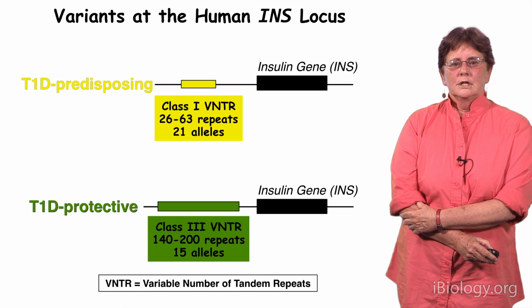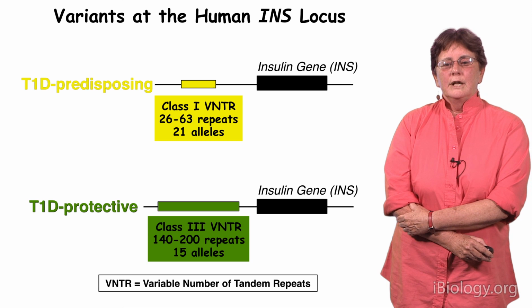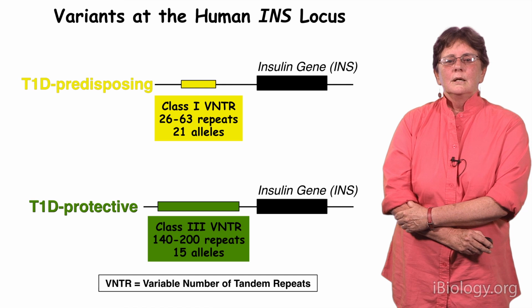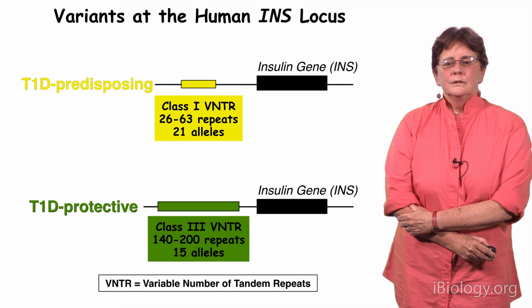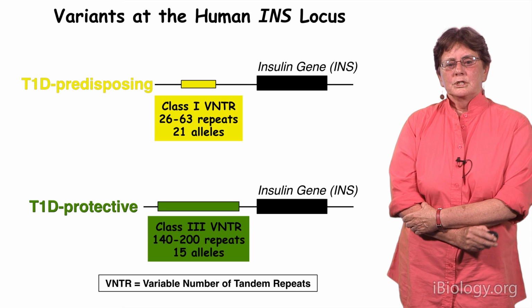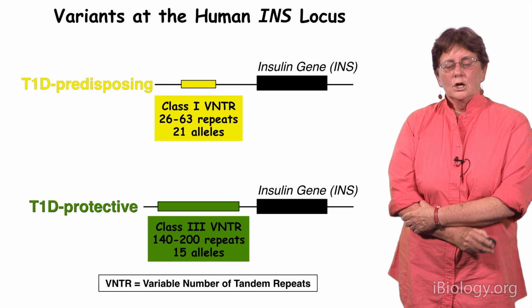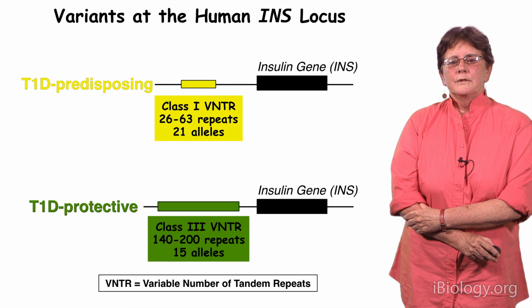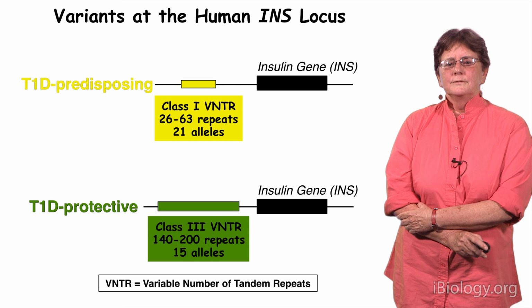Now, the most important one of these genes is the HLA locus, which is the equivalent of the MHC gene, which I introduced you to. But the second most important is actually the insulin gene itself. Now, the variation in the diabetes predisposing versus the diabetes protective insulin gene is not in the coding region of the insulin gene, but rather in the promoter region, where there's a class of sequences called variable number of tandem repeats, just a bunch of repeated sequences.